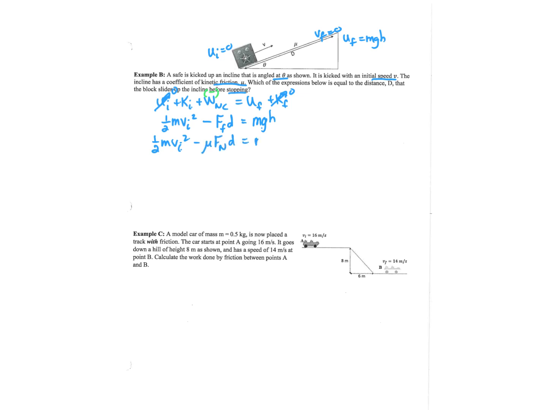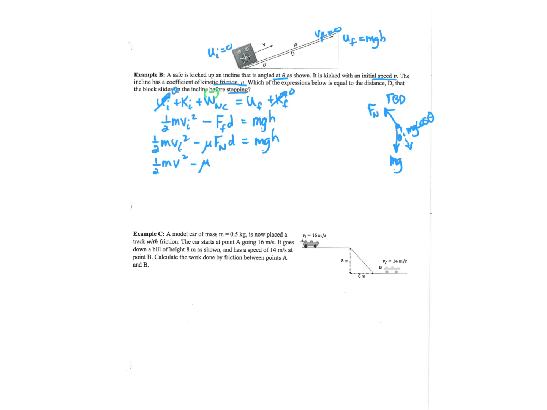This is looking very familiar, isn't it? All right, so what is V initial? Initial speed V, so we make this 1/2 mv squared minus mu. Now normal force, what's the normal force going to be? Here's my free body diagram. Right here, I have the normal force going this way, and mg is this way. So that normal force is going to be what? Here's theta. So this is going to be mg cosine theta, isn't it?